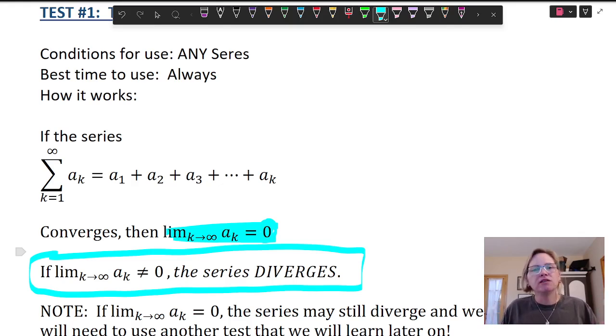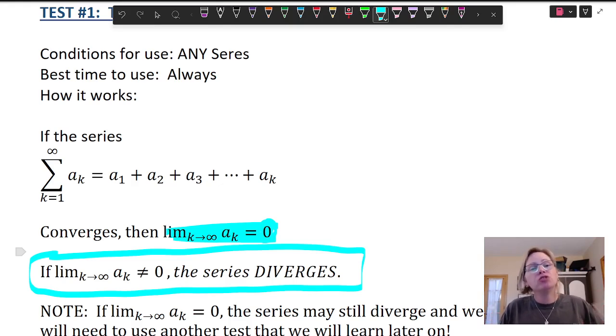Another example would be if the terms are turning into a value of 2. So maybe you have 2.5 plus 2.25 plus 2.125 and so on and so forth. As those terms go down, they're approaching a value of 2. Well, if you have an infinite number of 2's that you're adding together, then the sum of that series is going to be an infinite quantity. So the terms must be approaching 0. If they are not approaching 0, then the only conclusion we can draw is that the series diverges.